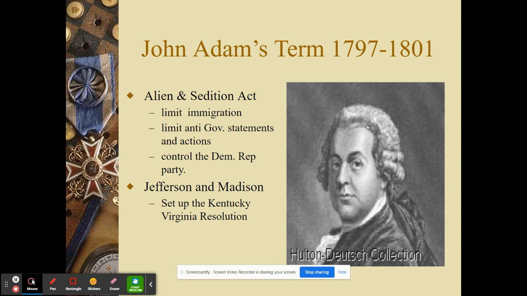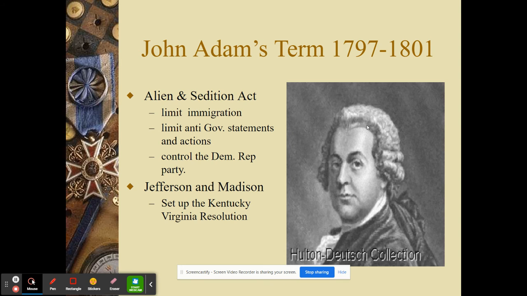And so they also passed laws that said that you could not speak out against the government. And so the Federalists were trying to rig the system to stop the anti-Federalist Democratic Republicans from speaking out against the government and getting more support. Well, and that's where Jefferson and Madison come in.